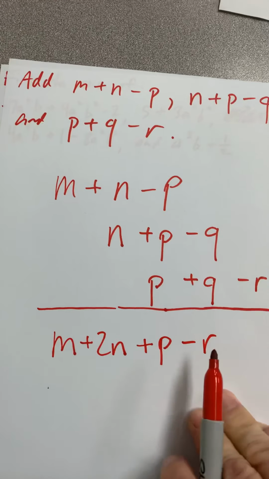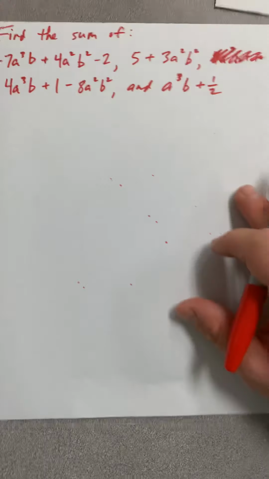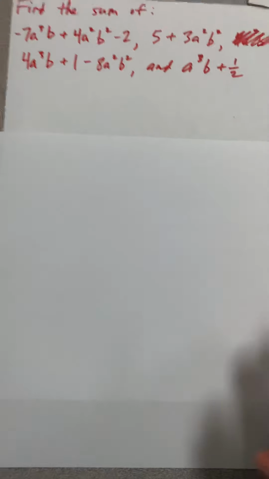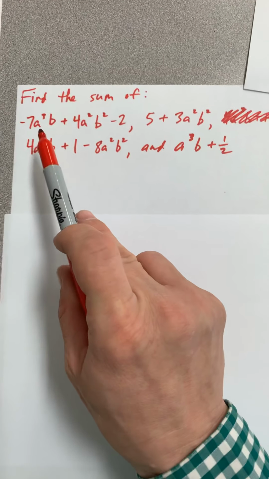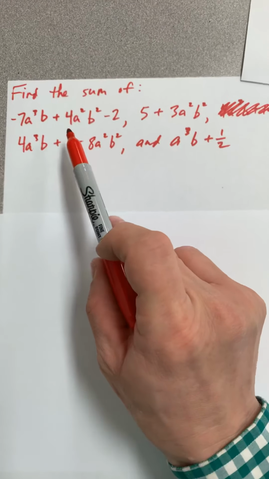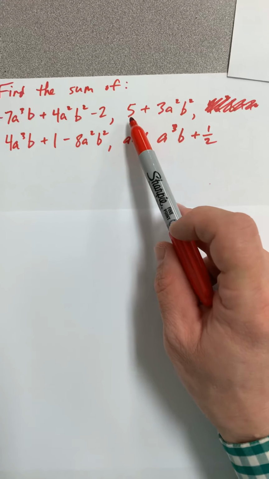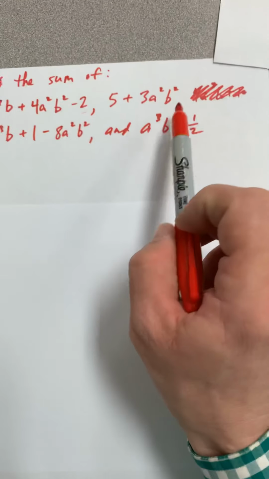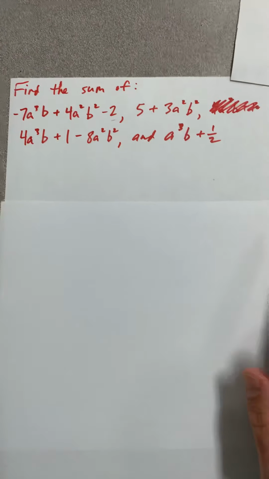Okay, let's do one more example, and then I'll do a video on subtracting, okay? It may be helpful to rewrite this one like this, okay? So we've got, find the sum of negative 7a cubed b plus 4a squared b squared minus 2. Then, so we've got polynomial here, polynomial here, polynomial here, and polynomial here. All right, so let's follow the steps.